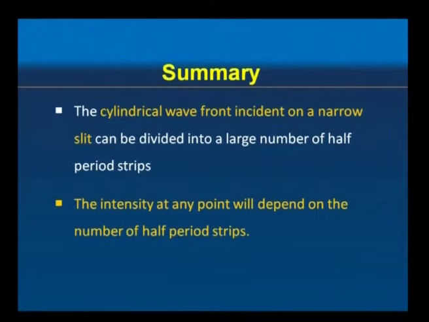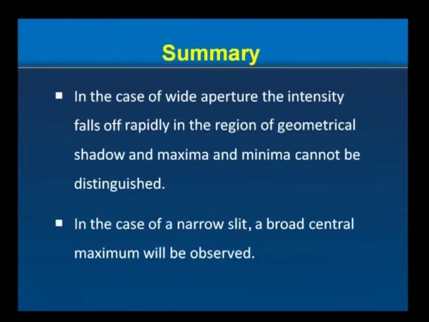Let me now summarize as to what I have done in this lecture. The cylindrical wavefront incident on a narrow slit can be divided into a large number of half period strips. The intensity at any point will depend on the number of half period strips. In the case of a wide aperture, the intensity falls off rapidly in the region of geometrical shadow, and maxima and minima cannot be distinguished. In the case of a narrow slit, a broad central maximum will be observed.